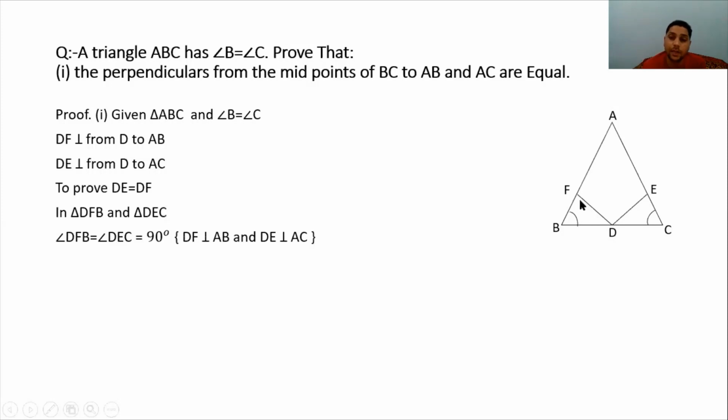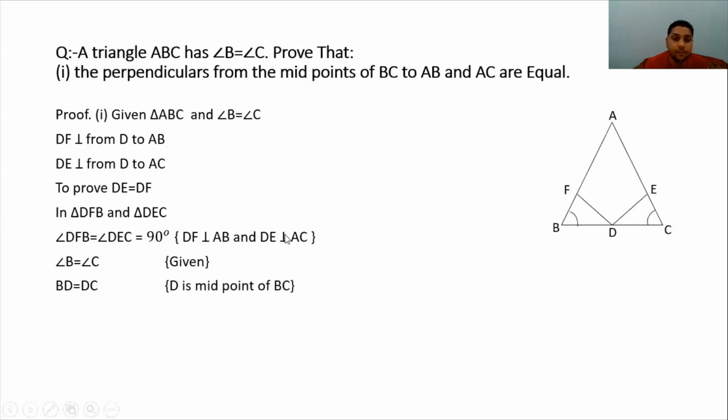So we have this angle 90 degree, this angle 90 degree, because DF is perpendicular on AB and DE is perpendicular on AC. Next we have angle B is equal to angle C, which is given in the condition. Also D is a midpoint of BC, so BD is equal to DC here.